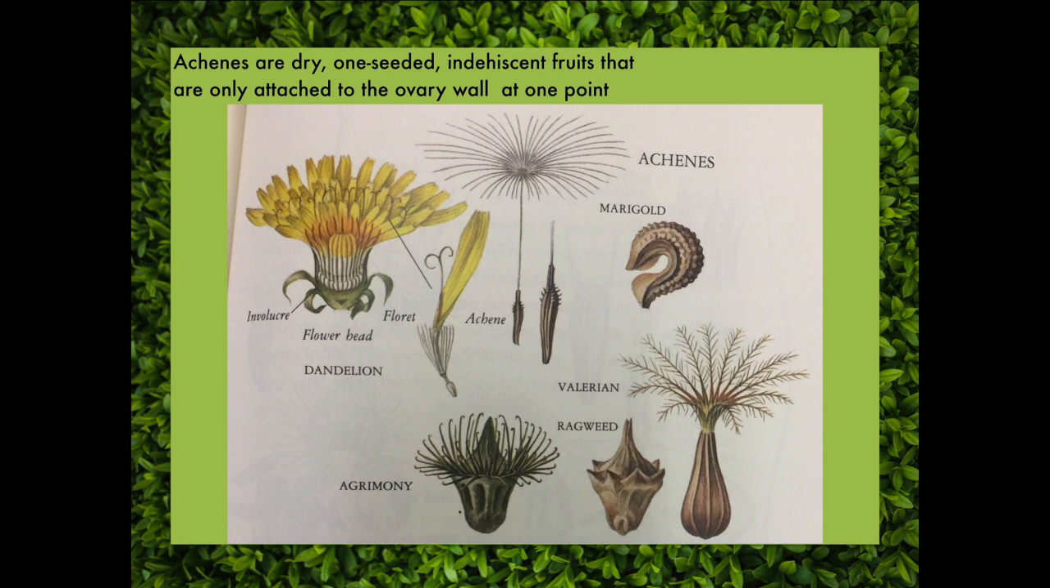So those are achenes, and dandelions, as it turns out, also have achenes, those beaked achenes. That's the umbrella with the capillary bristles that dandelions have adapted for anemochory, dispersal by wind. But there are a lot of other dry indehiscent achenes out there.